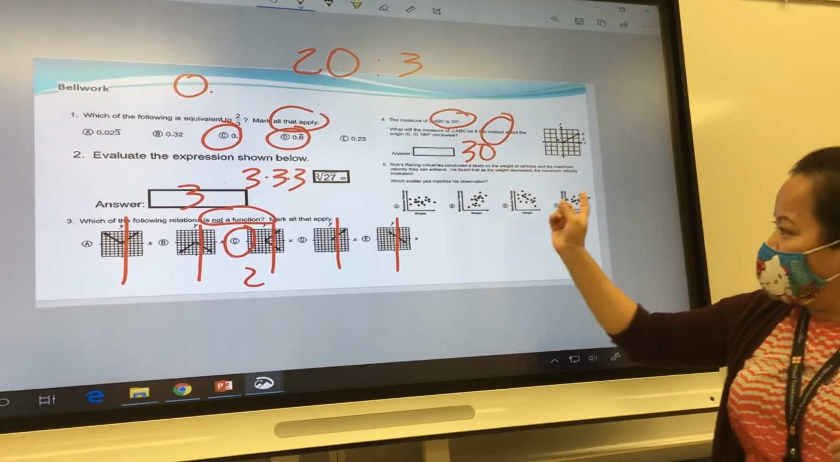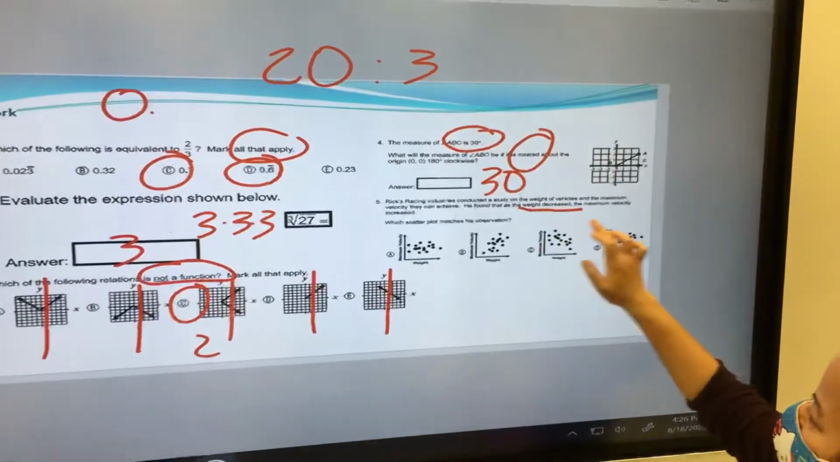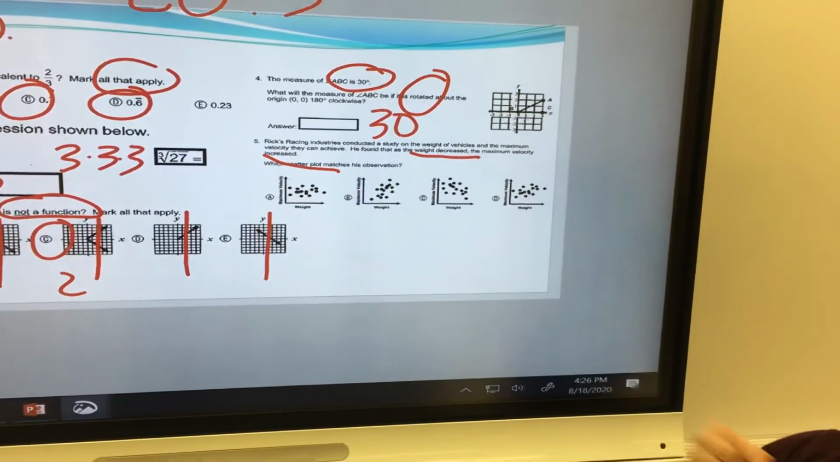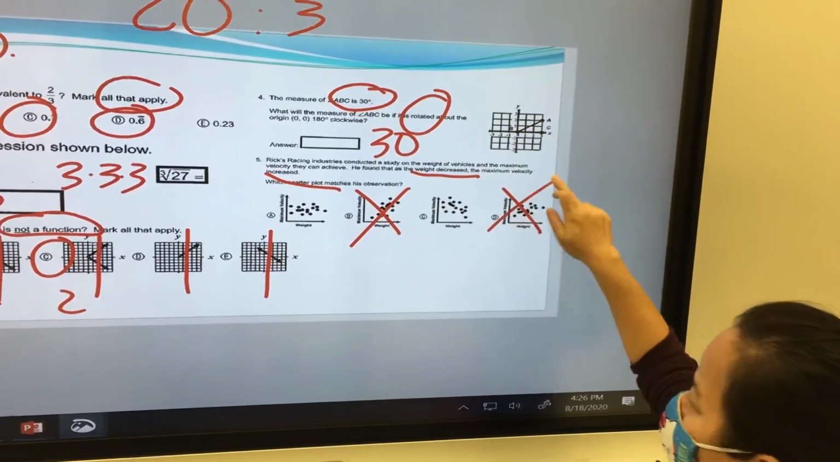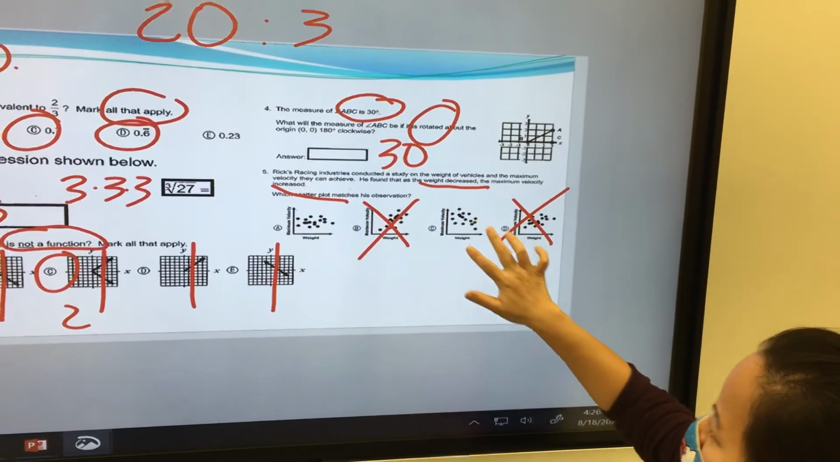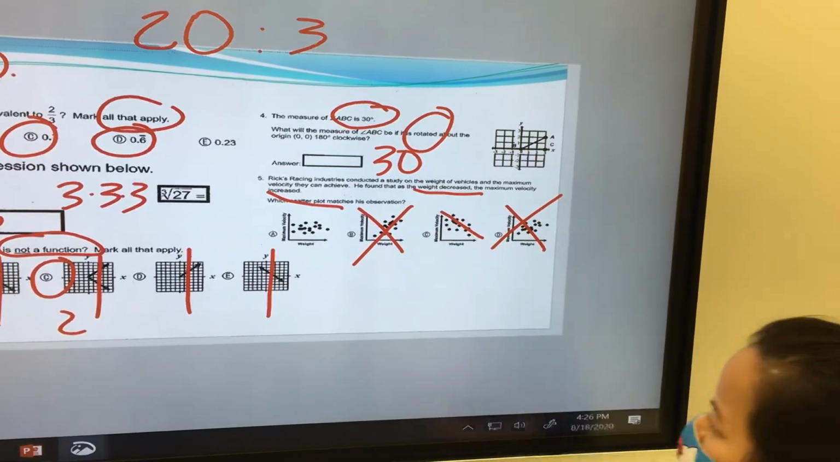Okay? Number 5, they tell you that the weight decreased and the maximum increased. That means it's not going to be a positive slope. It's going to be a negative slope. So you know that you're going to eliminate B and D. And now you're going to look at A and C. Which one has the best fit line? So obviously this line will give you the best fit line.